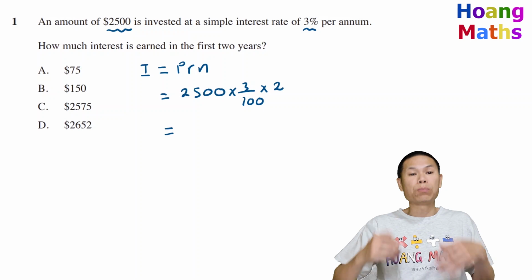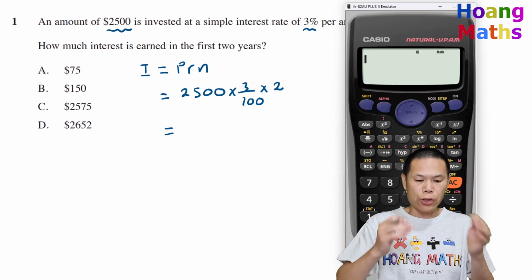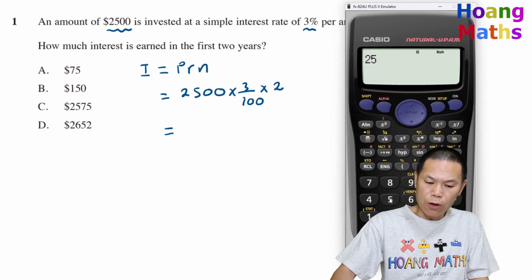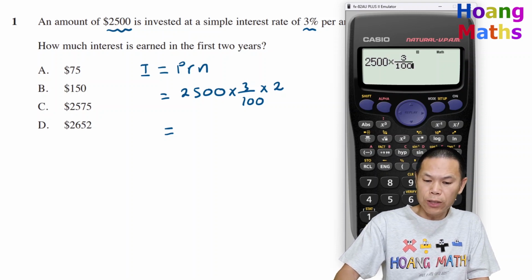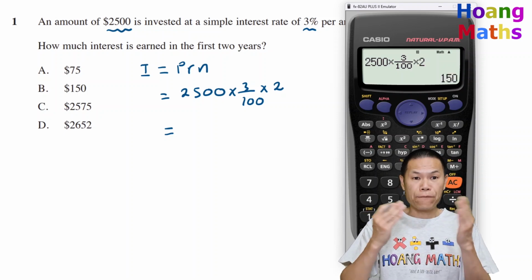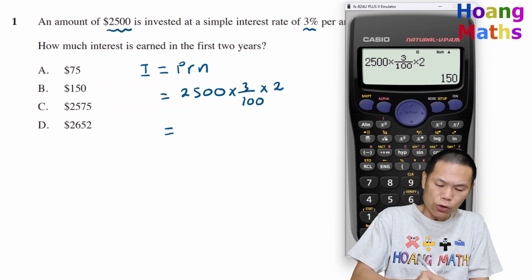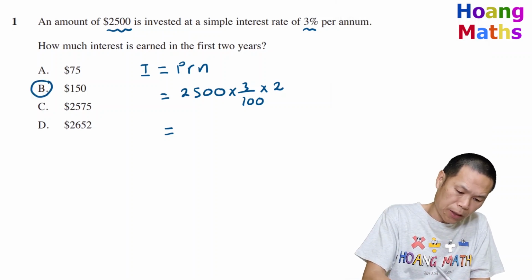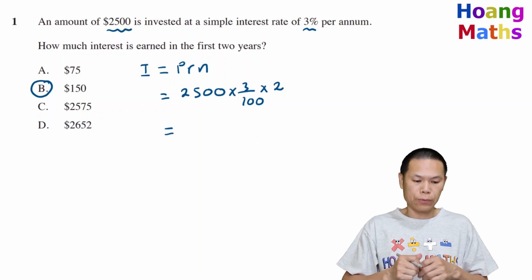So what I do, I just put it on a calculator, so just go 2500 times 3 over 100, and we times this by 2. So there you go, $150. So the answer should be B. So there you go.